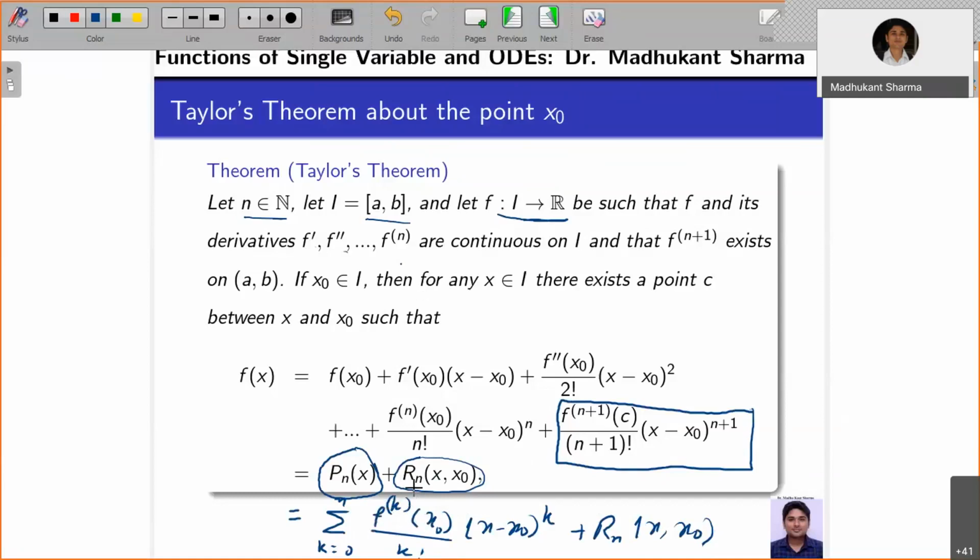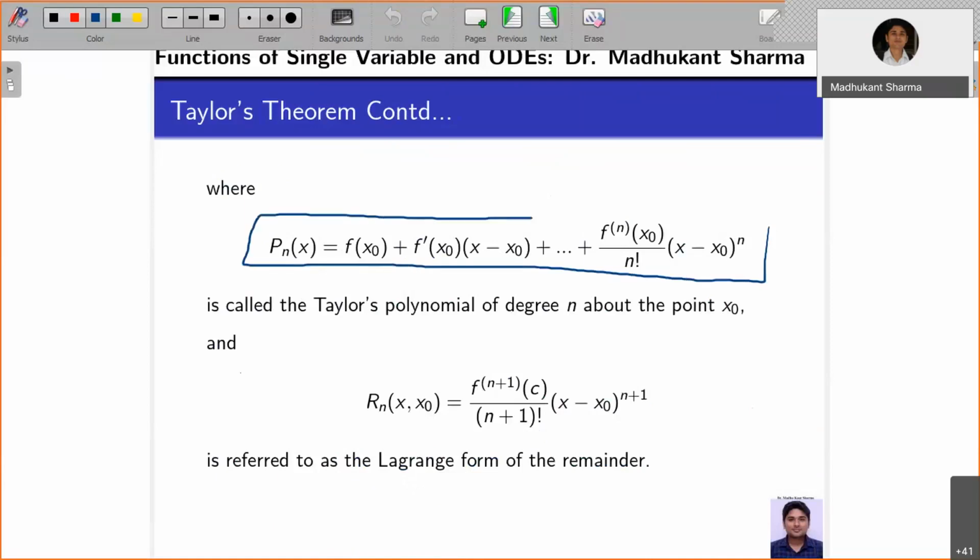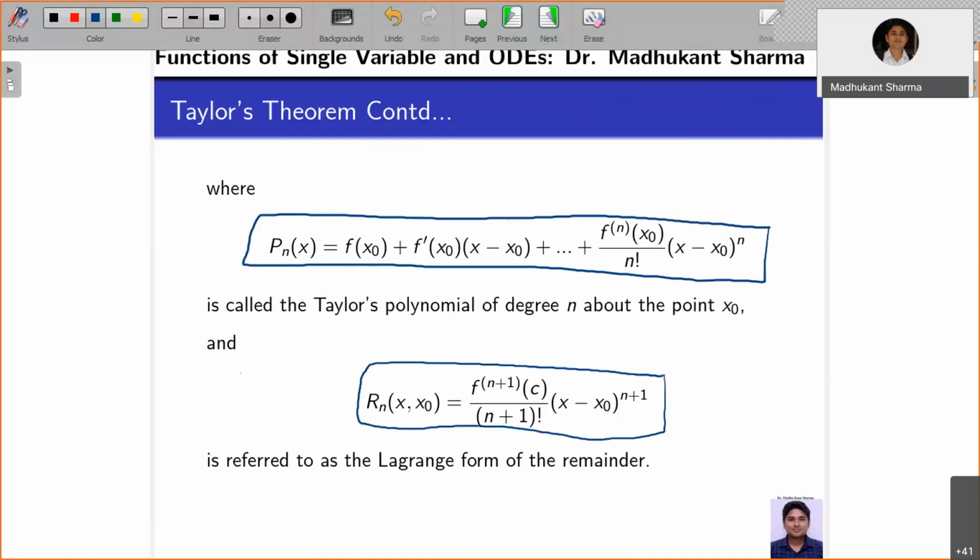Okay, right. So this is what we are going to look at now. It is clearly mentioned here that P_n(x) is the polynomial approximation, an nth degree polynomial. It's called the Taylor polynomial of degree n about the point x naught, and this is referred to as the remainder form, which is also known as the Lagrange form of the remainder.